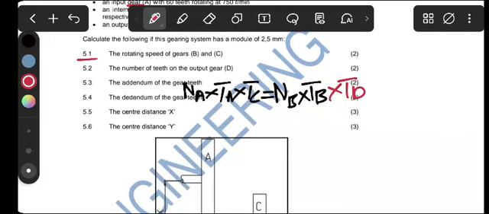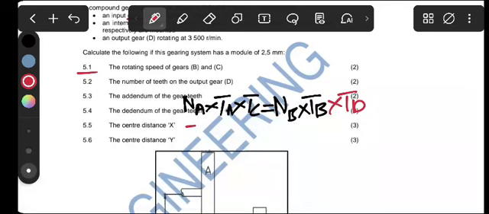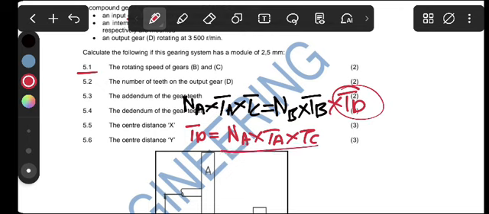Output here, the number of teeth on the output is D, since it's an output. So making the teeth of this the subject, it will be equal to what? We will divide by the whole of that: A multiplied by TA multiplied by TC, divided by NB, the speed of B, multiplied by what? Divided by the teeth of B again. All right, so now it's a matter of substituting.